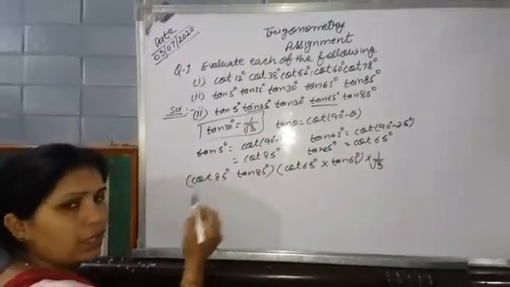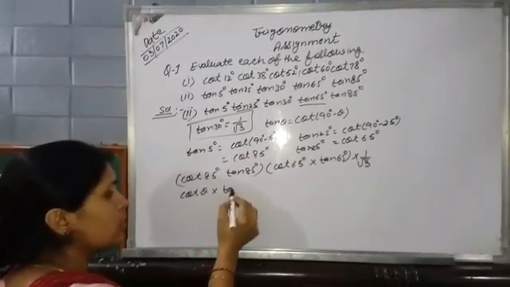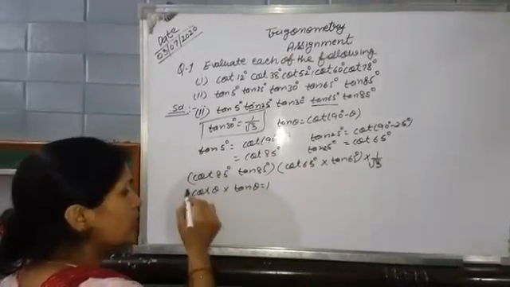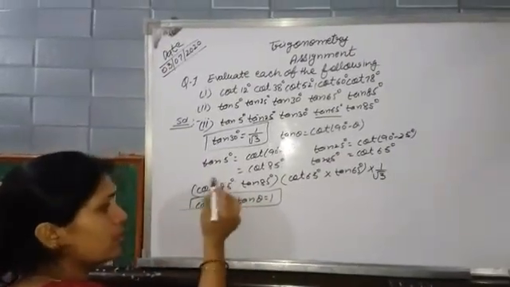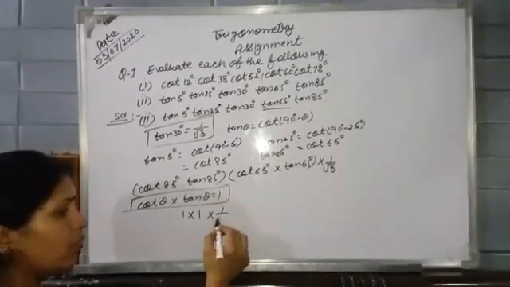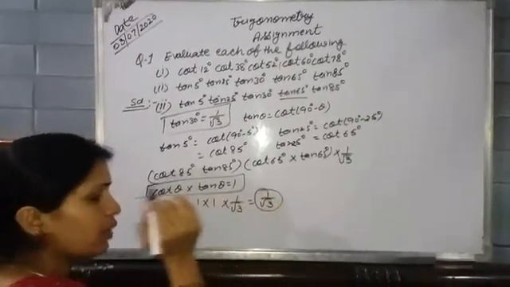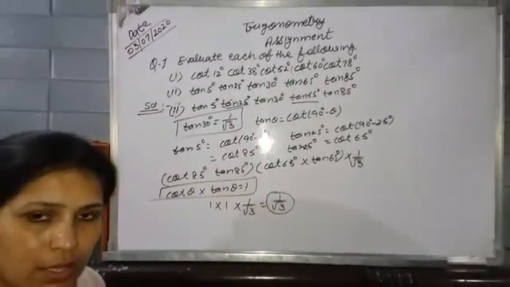Now cot theta into tangent theta. We know what the result is. Cot theta into tangent theta is equal to 1. So with the help of this result, we can say that this value is 1 multiplied by 1 and 1 by root 3. So what is the answer in this case? 1 divided by root 3 is the answer of this second part also.